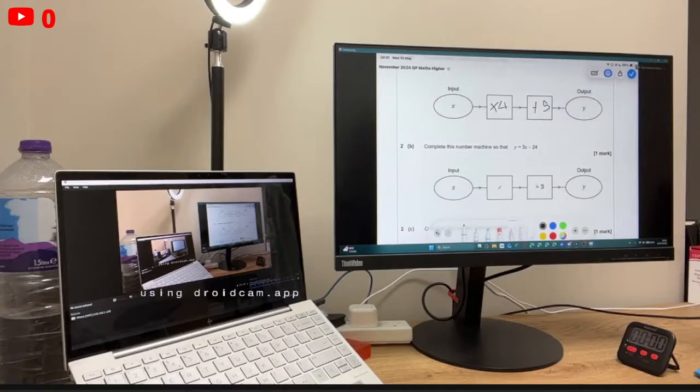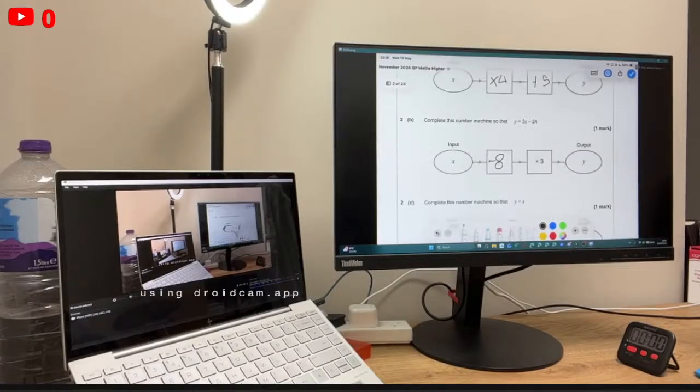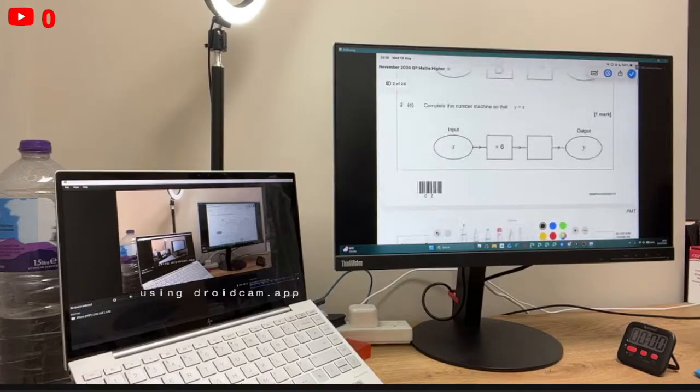It's going to be 8 because they're going to also times x, but they're also going to times 8, and 8 times negative 8, by the way. Make sure it's negative because look, negative, not minus, not plus, so it has to be negative 8. Complete this number machine so that y equals x. Just divide by 6 to go back to its original roots.